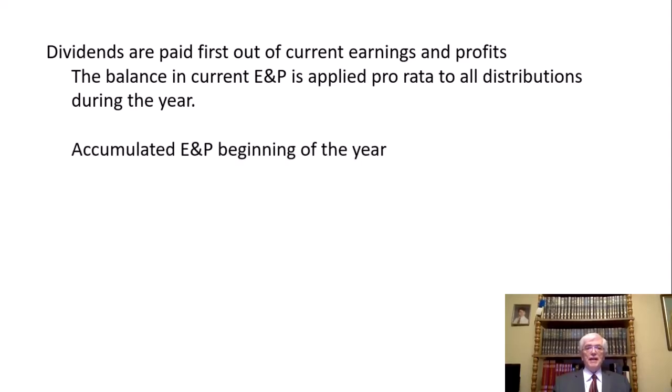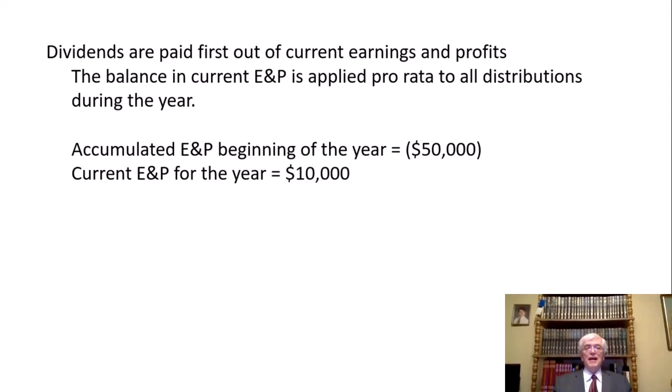So suppose accumulated E&P at the beginning of the year is a negative $50,000. So we're not going to be distributing anything out of accumulated E&P. That's in a deficit. But current E&P for the year is $10,000. Now it might be tempting to say, well, we still have a $40,000 deficit, so therefore none of my distributions are going to be taxable. It'll all be non-dividend distributions. That is not the case. You've got positive current earnings and profits, so distributions will come first out of current E&P.